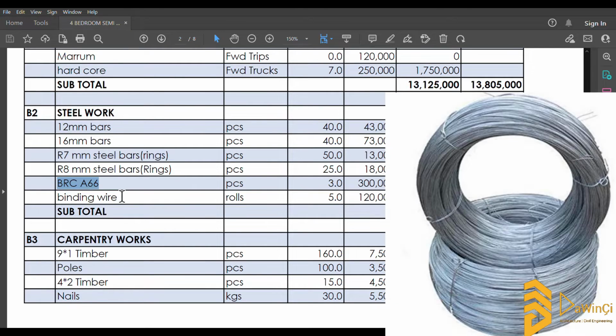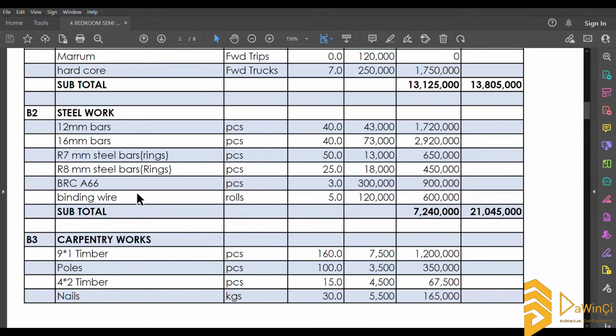Then we have binding wire. Most of you know what binding wire is. That is used to tie those reinforcements together, tying the iron bars together. So the total for steelworks brings us to 7.24 million.